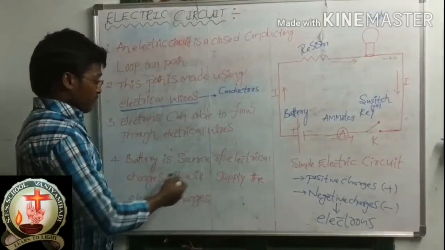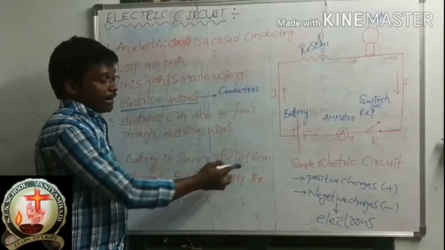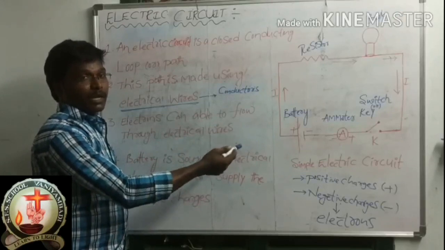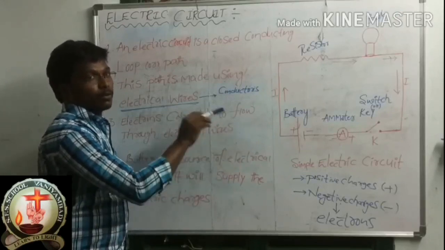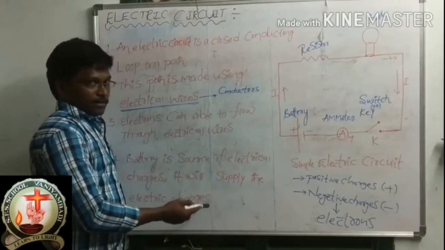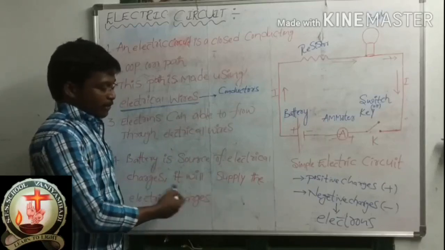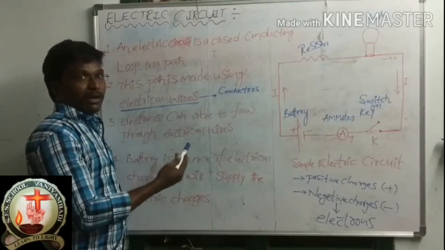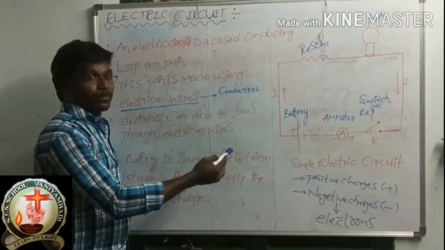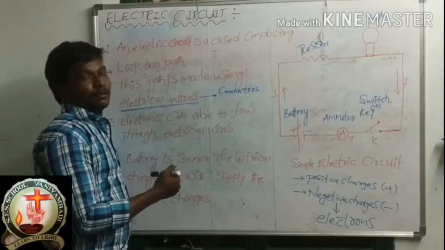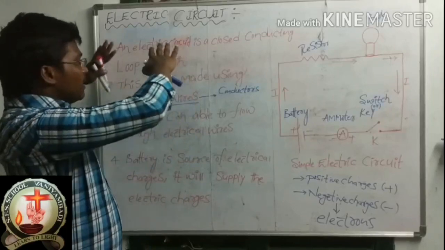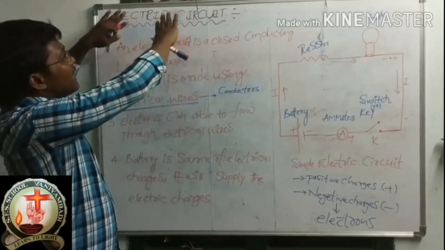Battery is the source of electric charges. So why are we calling the battery the source of electric charges? The battery is giving the electric charges. It will supply the electric charges. So this battery is supplying the electric charges, so we are calling it the source of electric charges.